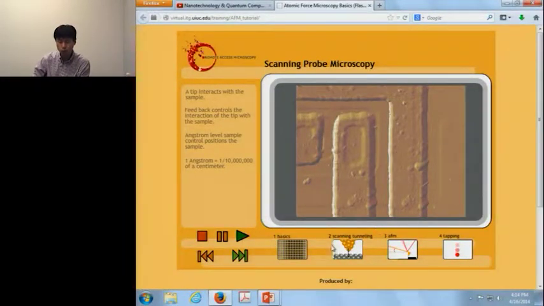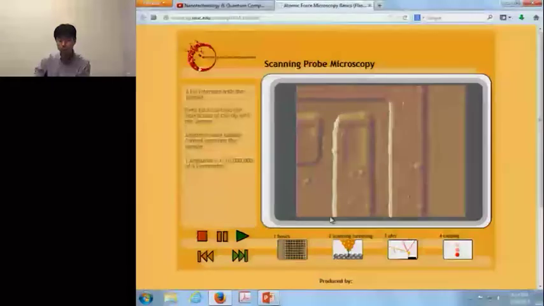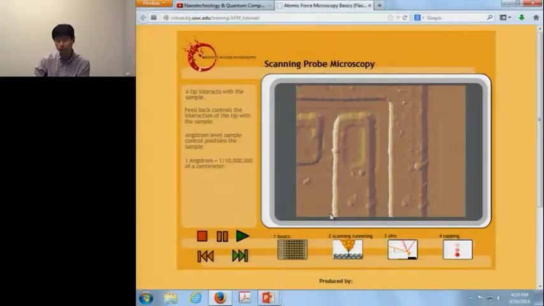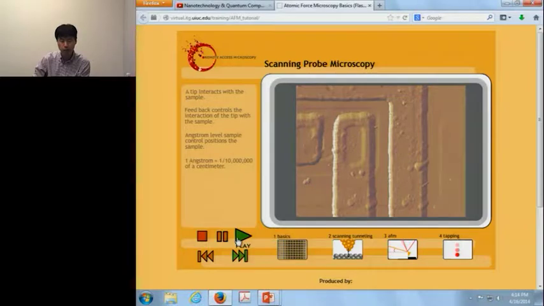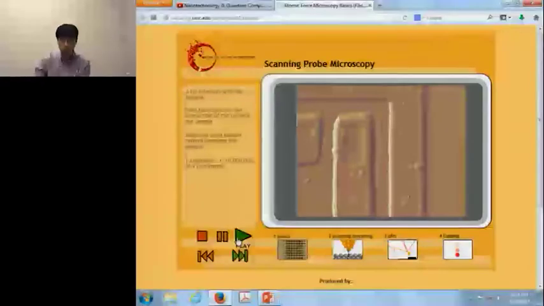And then since we are talking about scanning tunneling microscopy, and then dip-pen lithography, which is based on the AFM technology, we will continue to hear about how those two techniques work.